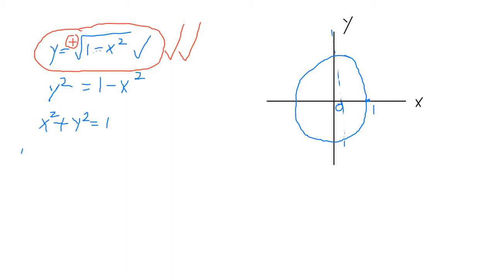Okay, so this here then is going to be y equals the positive square root of 1 minus x squared. That's what it's going to be.